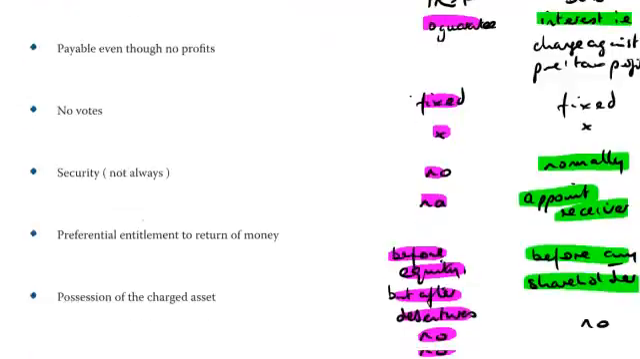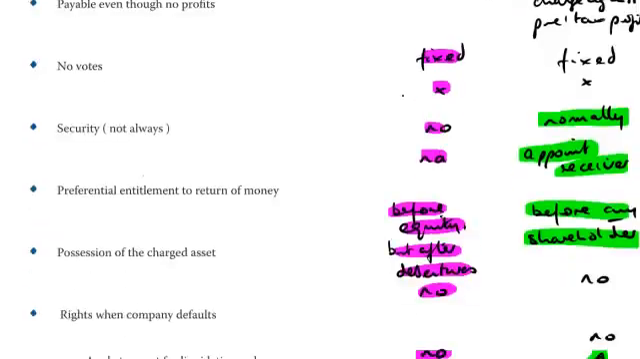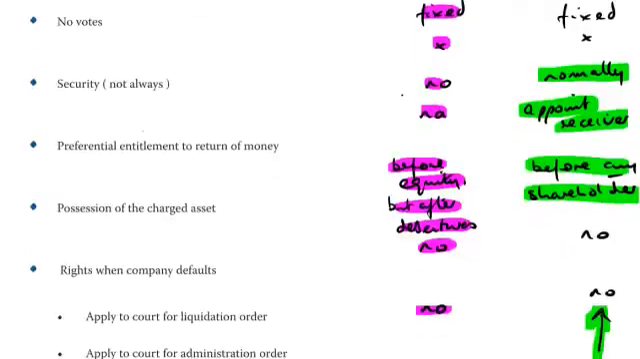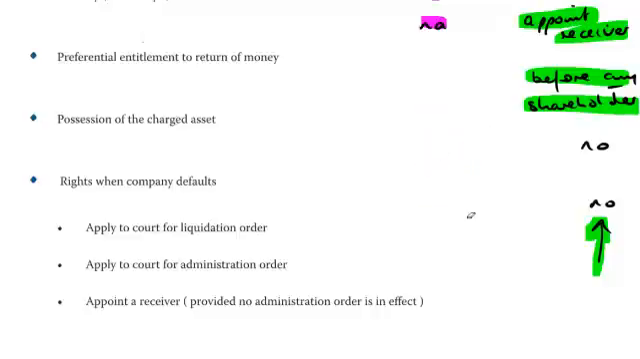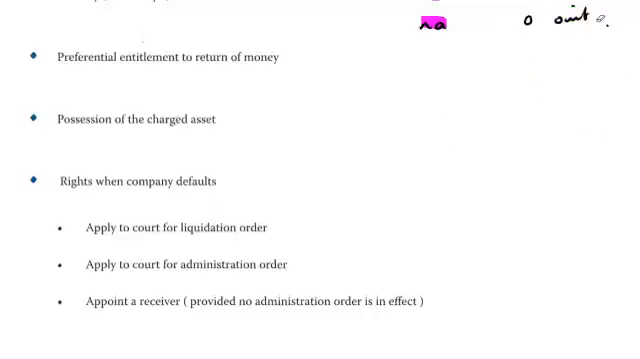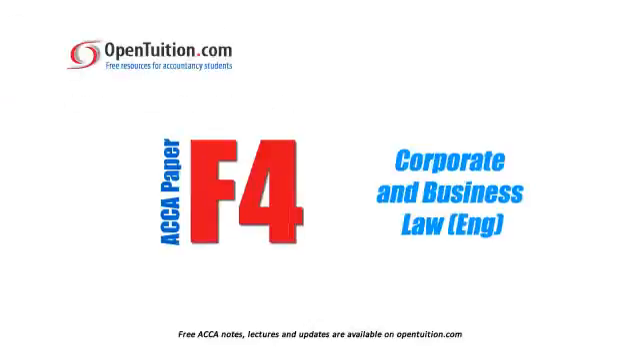Preferential entitlement to the return of money. Preferential compared with preference shares and equity shares. And possession of the charged assets. And if the company defaults, then they have a right to apply to the court for a liquidation order, or to appoint a receiver. They often have the right within the debenture trust deed that they themselves can appoint a receiver without reference to the court, or appoint an administrator. Which would you rather have? I know which I would rather have. And that brings me to the end of loan capital.